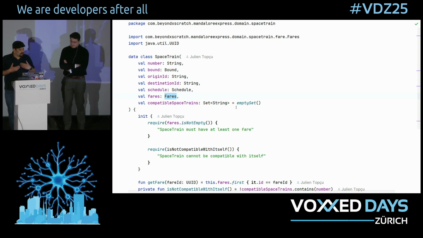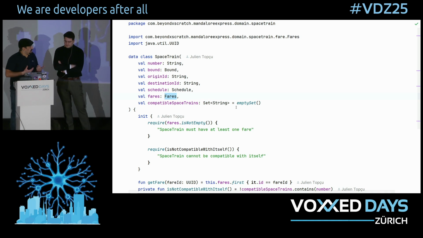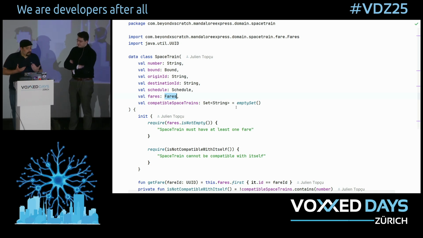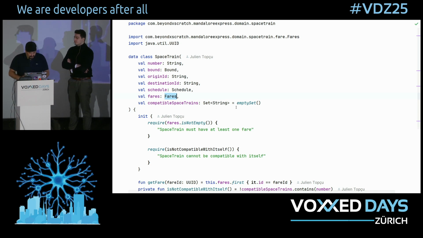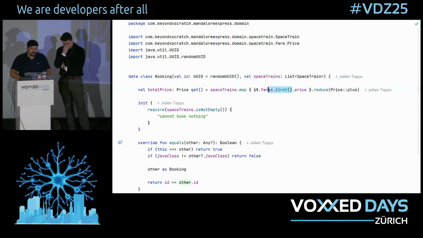When I had to implement the booking feature, I also had to represent a space train in the booking summary page. But in that case, there's only one fare, the one that has been selected. So since I don't want to reinvent the wheel and I don't want to repeat myself, I simply reuse that space train by doing this little adaptation here. I know I can call first safely in the case of the booking in the list of fares, because there's a single value in it, and I'm saving a lot of money for the company.